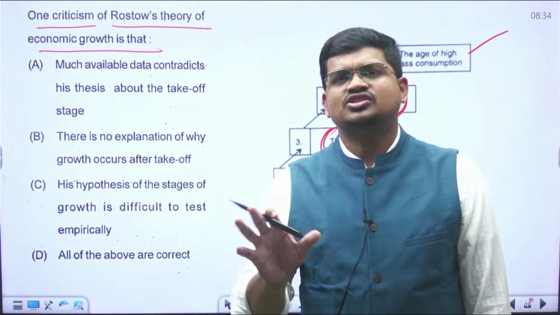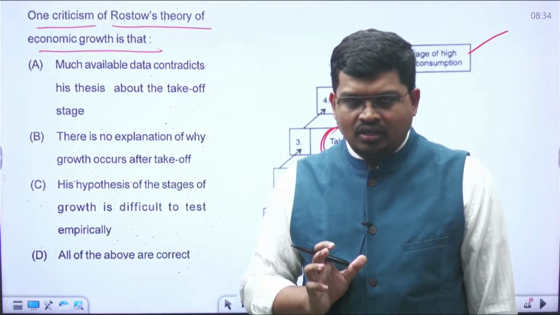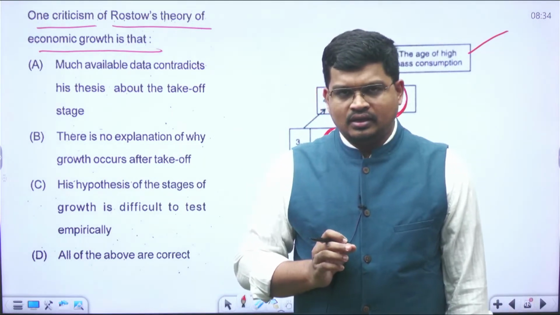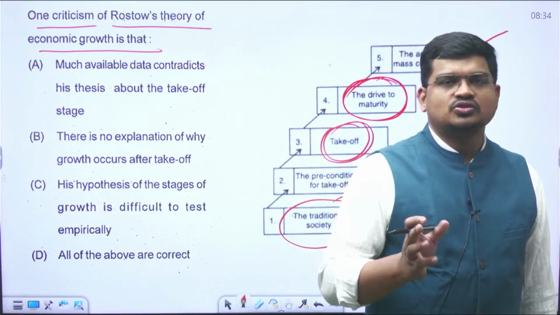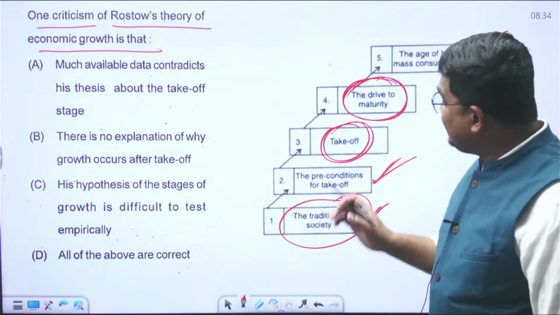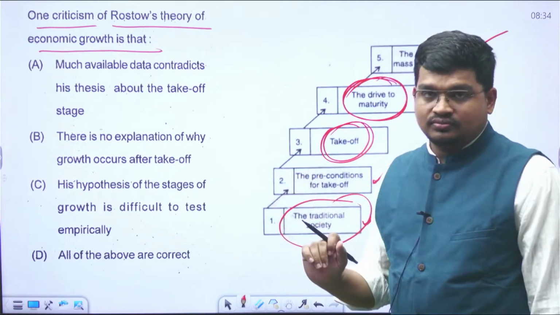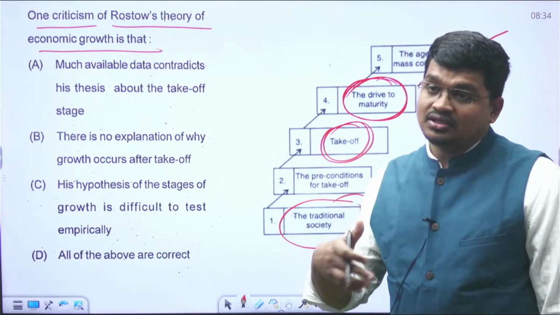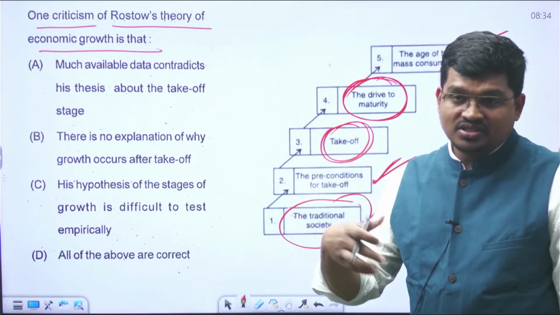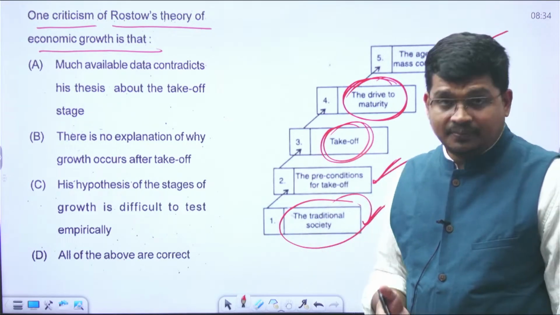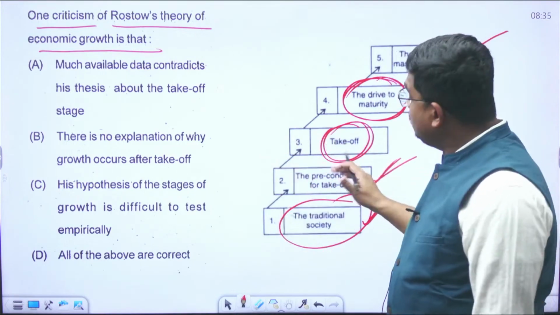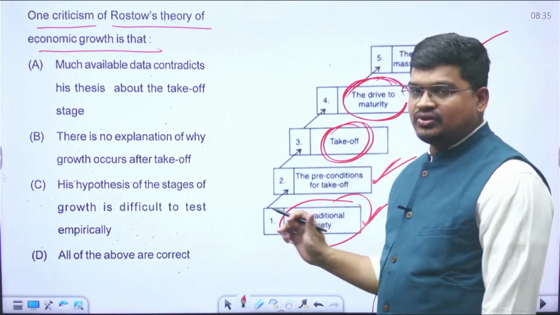Now, this is his theory. And you know, every theory has criticism. Rostow's theory was also criticized on multiple grounds. Other economists tried to find out the empirical data, and that empirical data did not prove Rostow's stages of economic growth.